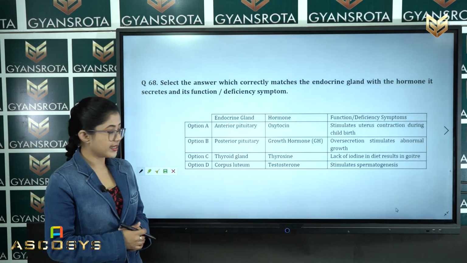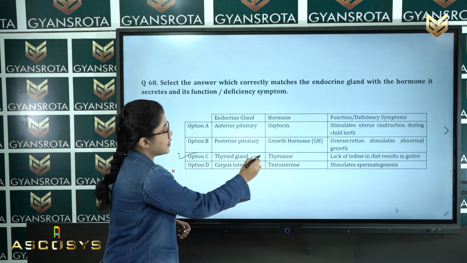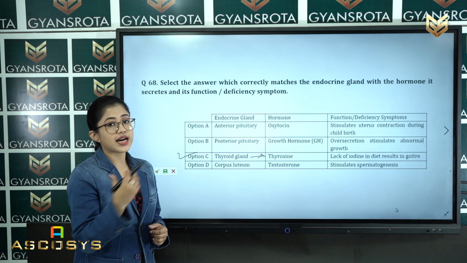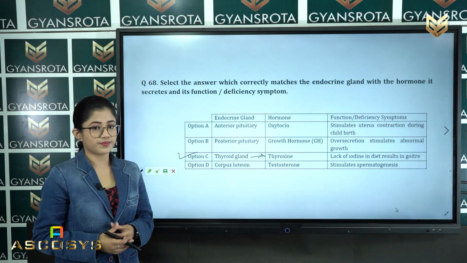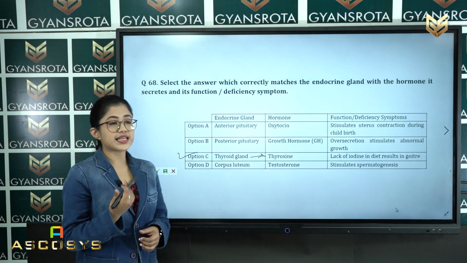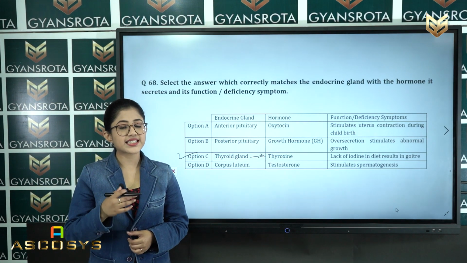The correct answer is option number C, that is thyroid gland. Thyroid gland releases thyroxine, and if iodine is lacking in your diet, then it will cause goiter. Okay, so this is the correct answer. Now let's see the next question, that is question number 69.